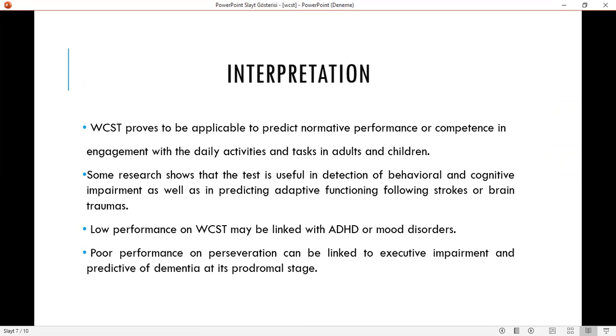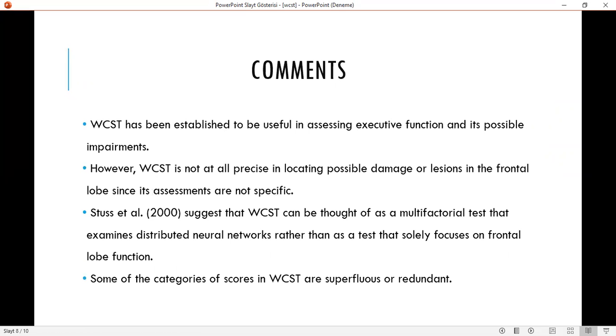Low performance on the WCST may be linked with attention deficit hyperactivity disorder or mood disorders. Poor performance on perseveration can be linked to executive impairment and predictive of dementia at its prodromal stage. The WCST has been established to be useful in assessing executive function and its possible impairments.